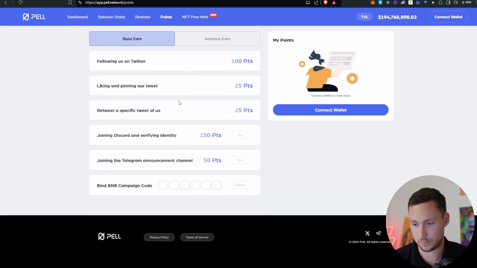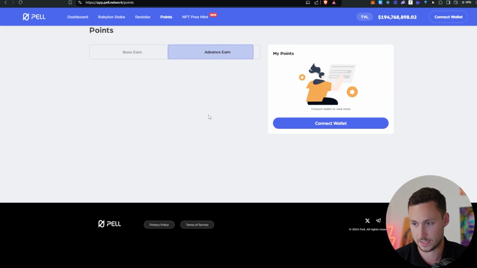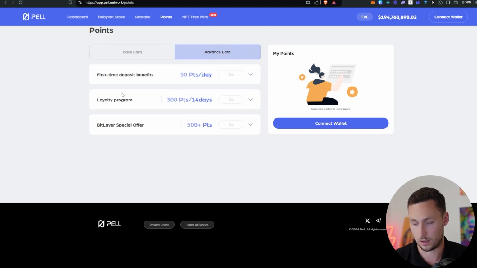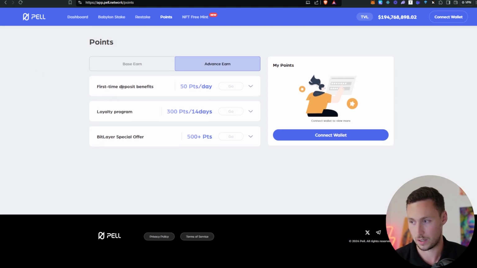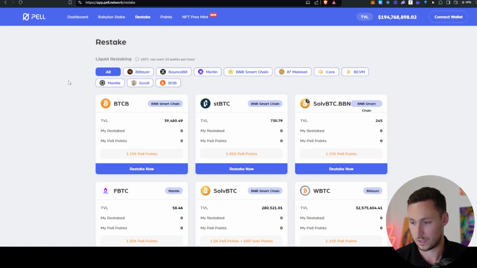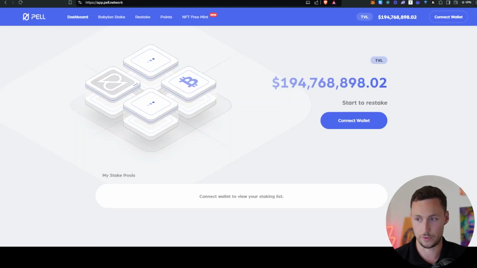They have an ongoing points program. Some of these things are social tasks, and some of them are special tasks related to how long you've deposited your Bitcoin in here. So understand that any sort of DeFi application carries smart contract risk, but I think this is a pretty interesting opportunity. And each Bitcoin earns 10 points per hour, if you're curious. So that is Pell Network, yield farm number 3.